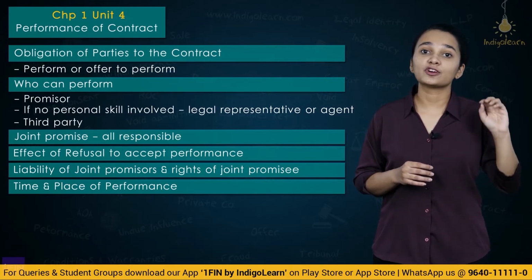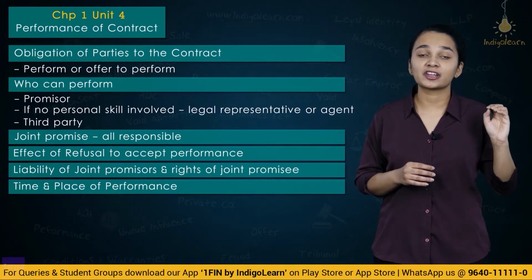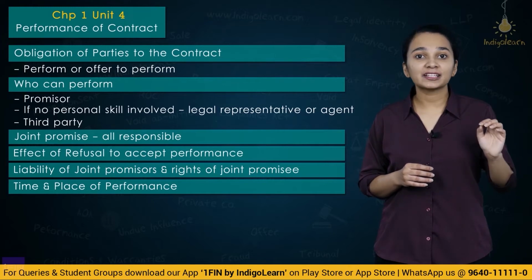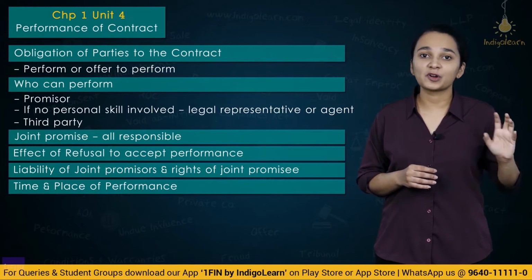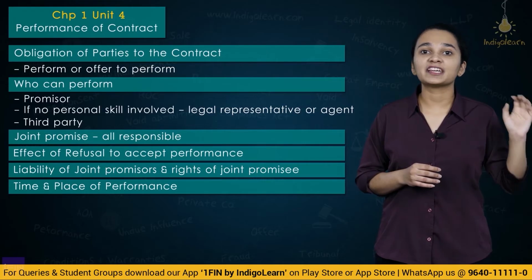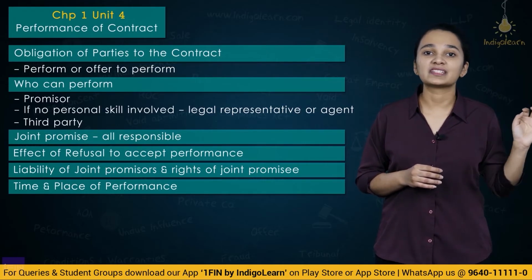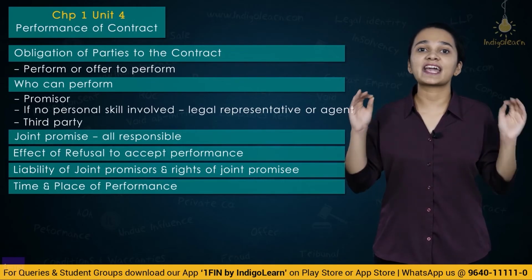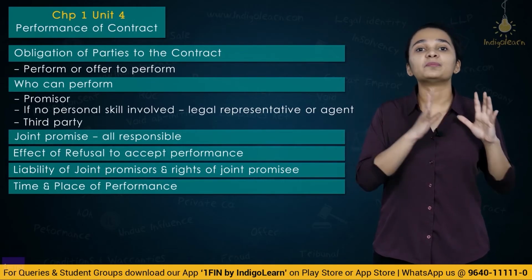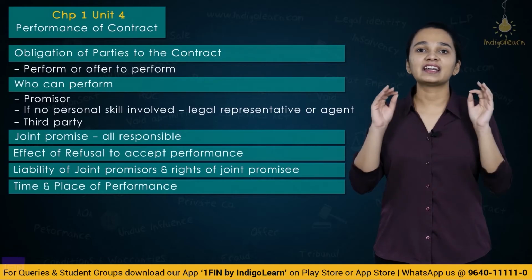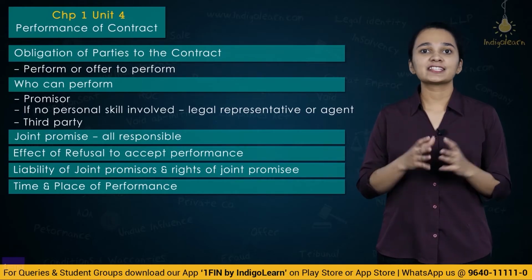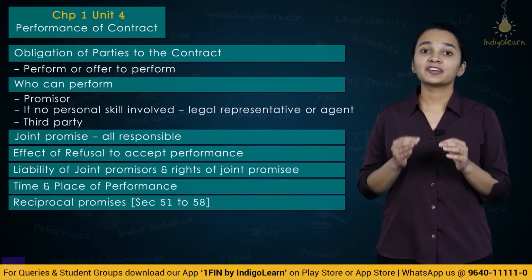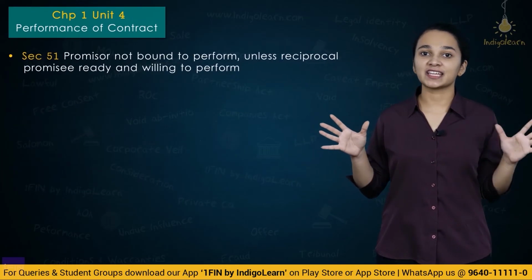What if the place is not fixed and application is not required? Then in that situation, it is the promisor's duty to contact the promisee and ask the promisee to fix a proper place for performance of the promise. And finally, section 50 says that whichever manner is sanctioned by the promisee, the performance has to happen in that manner. And after this, we started with performance of reciprocal promises, where we have discussed section 51 to 58.